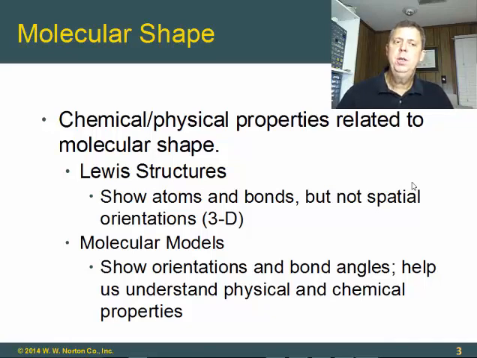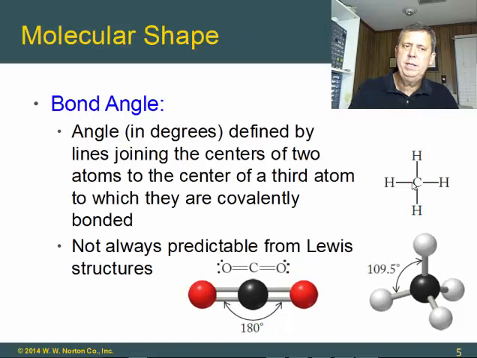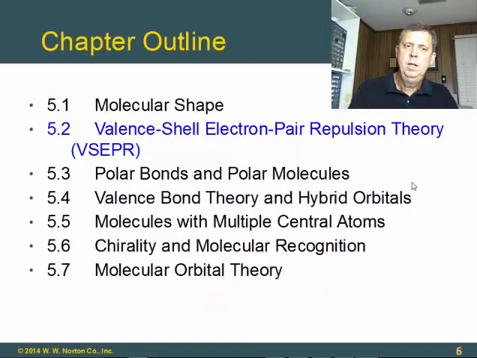Versus molecular models, we can actually show orientations and bond angles, which helps us understand lots of chemical and physical properties: solubilities, reaction mechanisms, chirality, optical properties. So a lot of future chemistry and science comes from trying to understand what the shapes of molecules are. We do this really from the Lewis structures, which show some basic orientations. Before we get into that, let's look at a couple of examples.